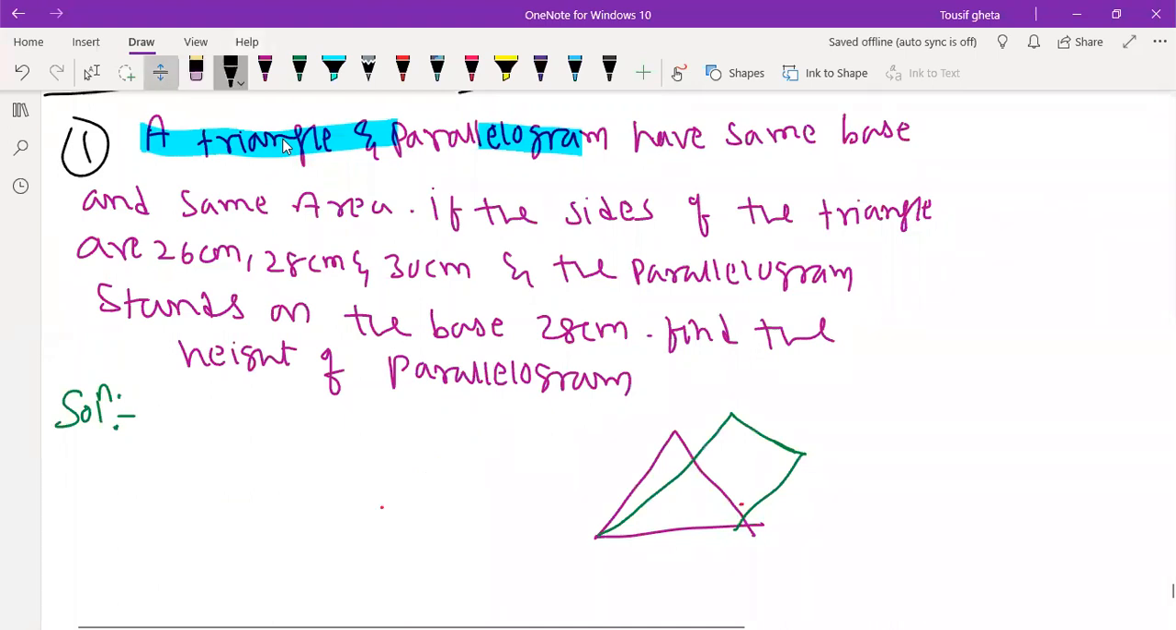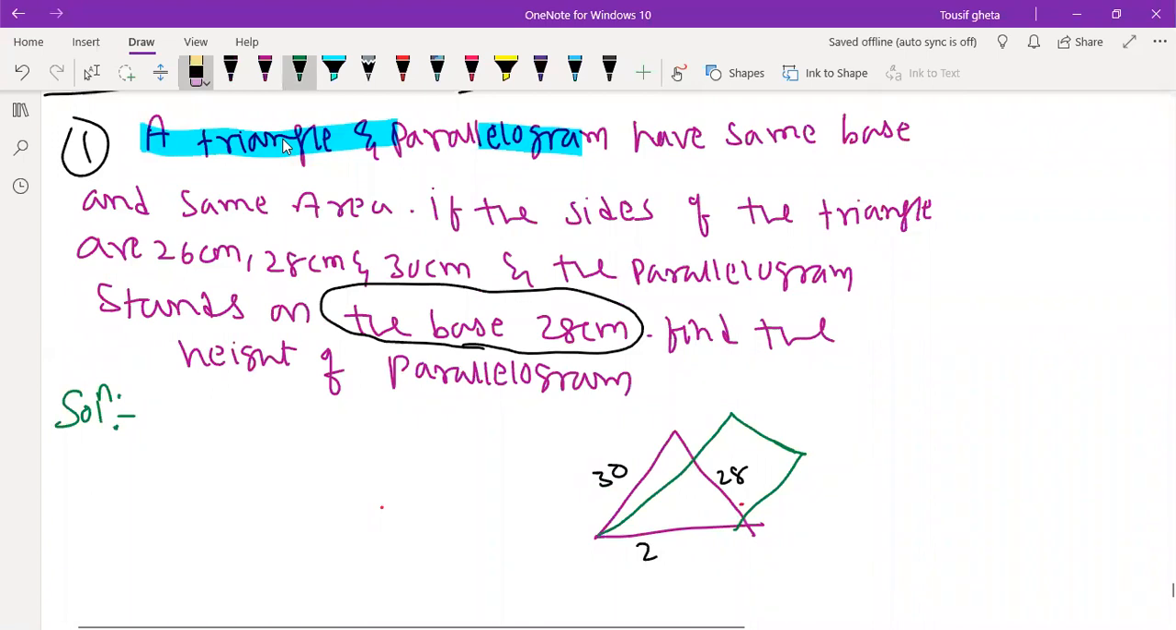Figure is not compulsory to do. If the sides of the triangle are 26, 28 and 30, correct? The parallelogram stands on the base 28 centimeter. So this base we have to write, 28, compulsory.